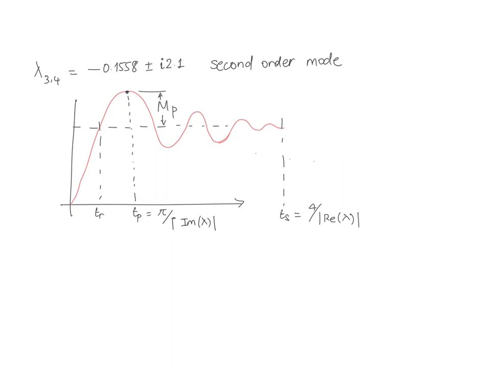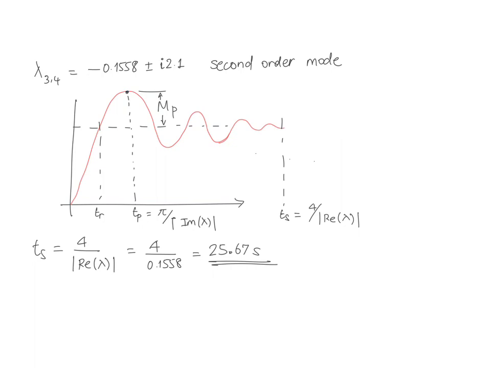Anyways, so we have these quantities. Let's do the easy ones first. Let's have settling time as 4 divided by the absolute value of the real part, which is 4 divided by 0.1558, which works out to 25.67 seconds. So that's a very large settling time. Now, comparatively, the other two modes had a settling time of 1 second or less. So you can see that this is much longer on the time scale, in that it takes a long time to settle down.